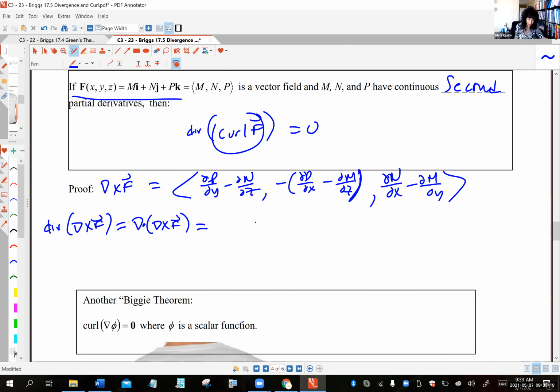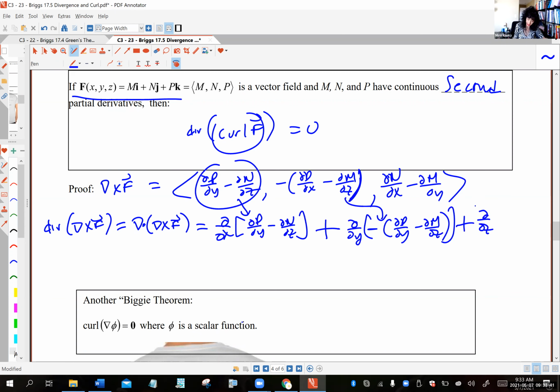So what are you doing? You're taking ddx of this first component, because that's what the divergence says to do, plus the dy of this second component here, which has a negative in front of it due to the fact that it was a 3×3 determinant, plus ddz of the last component. Okay, this is a short proof. We're almost done. You'll love this proof. So now I'm going to distribute like so.